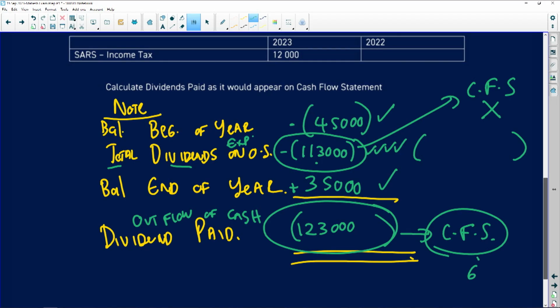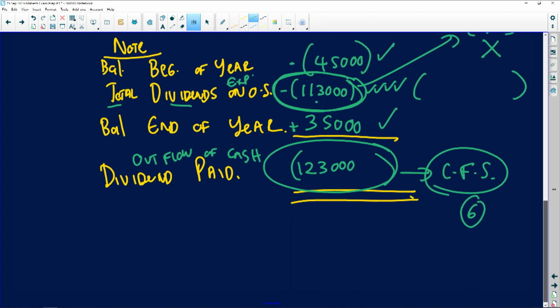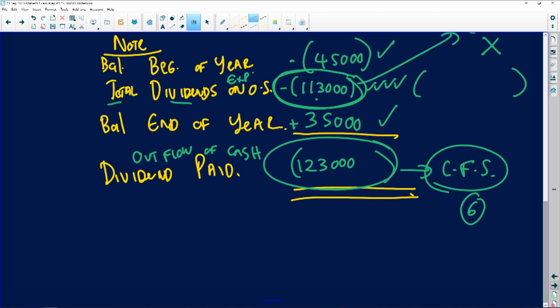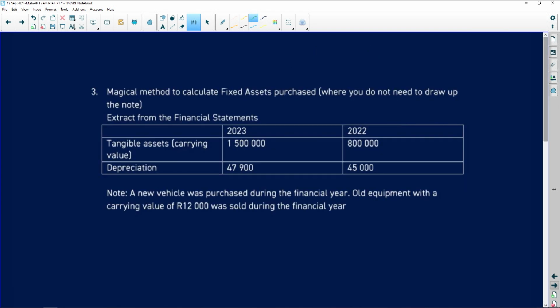full marks. Right? So if this amount was out of, let's say, 6 marks in total, and you are only showing this amount as your answer, can you see you're only getting 4 out of 6? So remember, you want to get as many marks as possible. Okay, right, so that's as far as dividends paid is concerned. Let's now move on to the second calculation, which should be taxation paid.